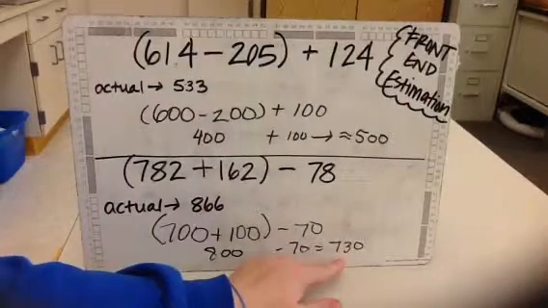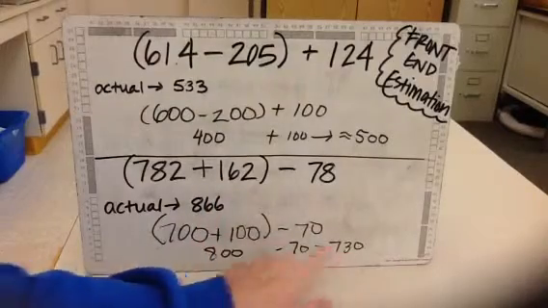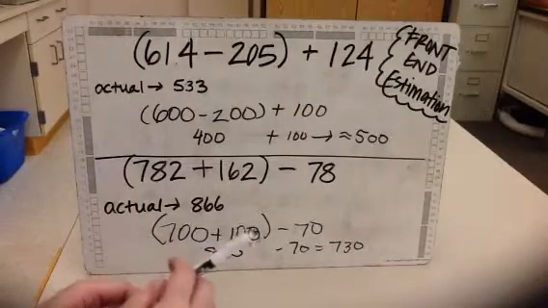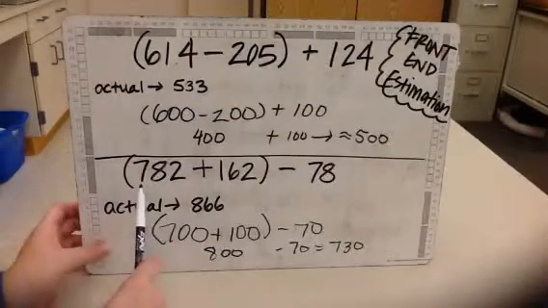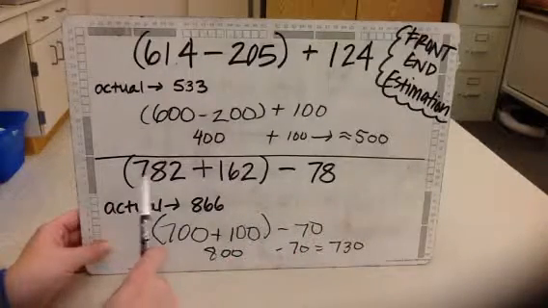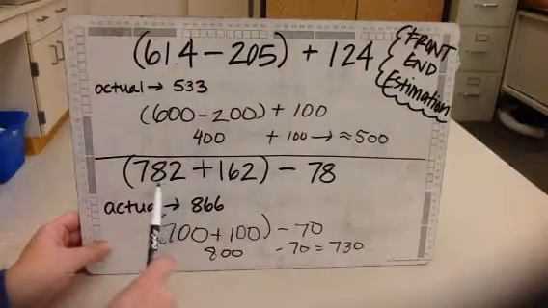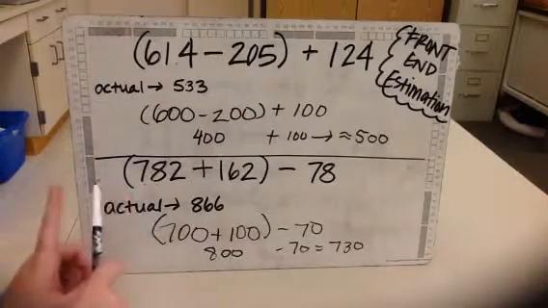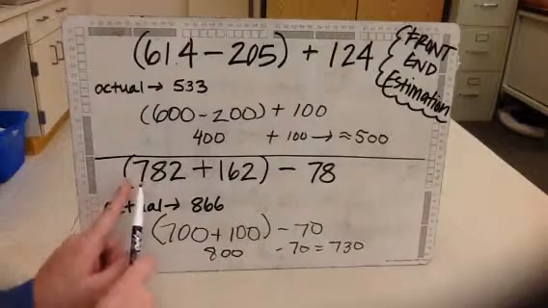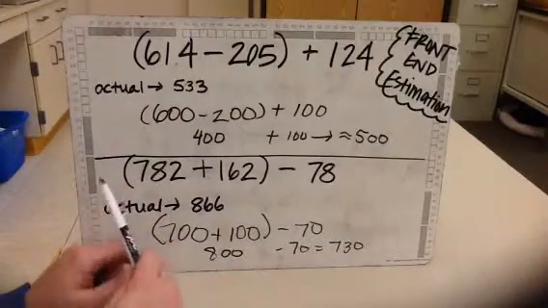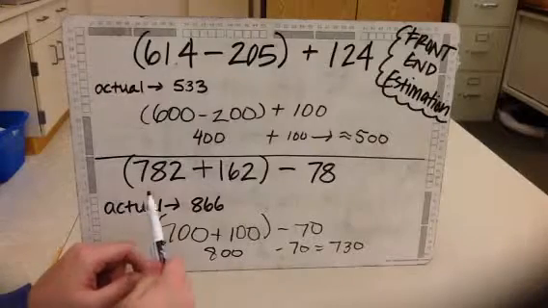When I compare my estimate to my actual, that's off by more than 130. That's a really big difference. And I'm going to talk to you a little bit about why. Here, front-end estimation was not a good idea because 782 was this number, but I used it as 700. 782 is so close to 800, but when I only used the front end, I'm really leaving off a really large quantity of that number.